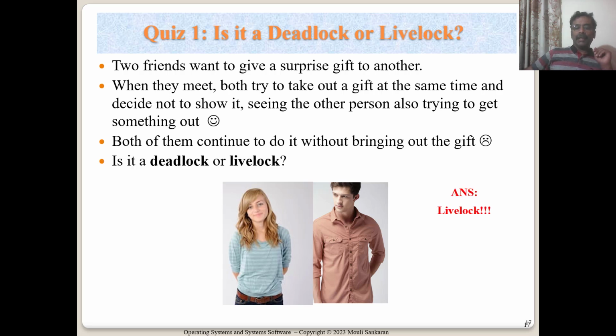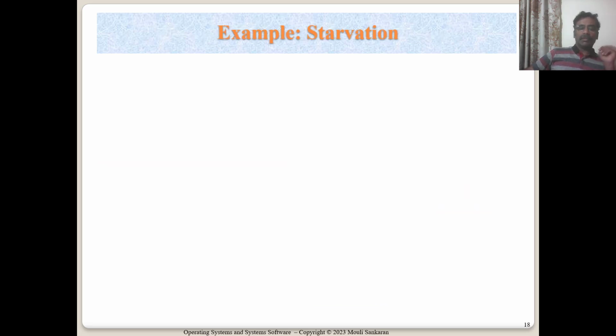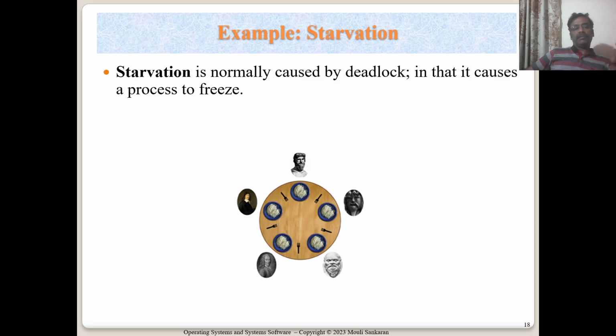Lastly, starvation, which is normally caused by deadlock. In that case, it causes a process to freeze. One good example is CPU starvation. Another is when processes don't get a chance to access their shared resource at all, so they get blocked forever.